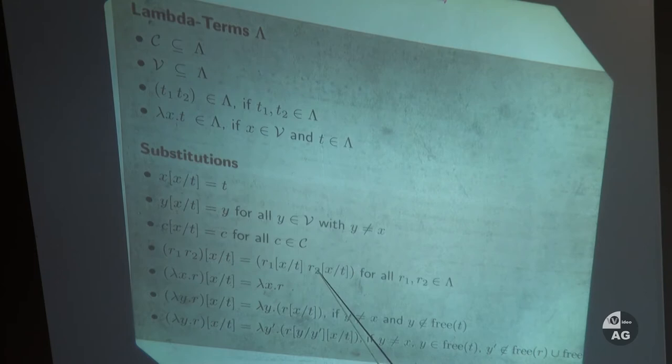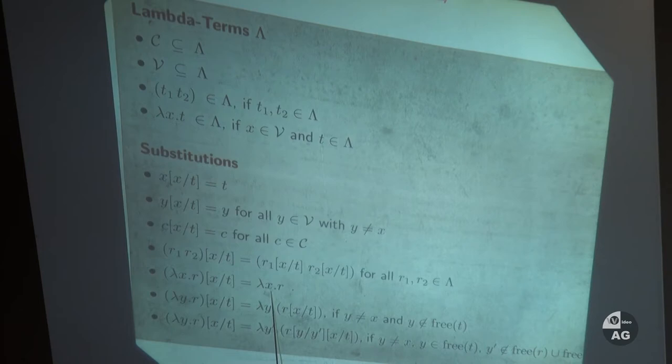And the interesting case is when I apply it to a lambda abstraction. So if this is my lambda abstraction, lambda x dot r, then x is no longer free in this lambda term, but x is a bound variable. I mean, this stands for the function which maps an argument x to this term over here. And whether this argument is called x or whether it's called x prime, that doesn't really matter. So replacing x by t has no effect here because x is bound, and so I cannot replace it. So this term remains unchanged.